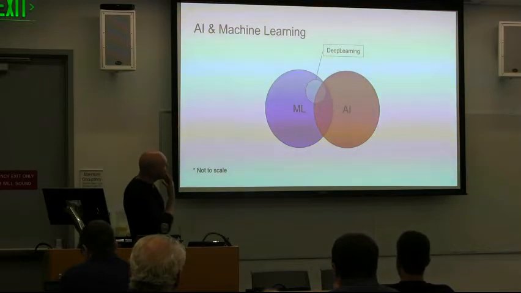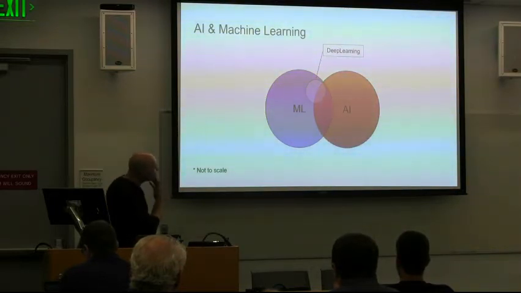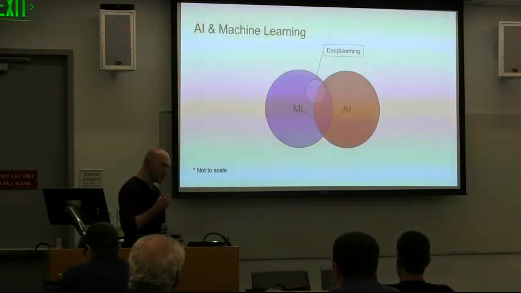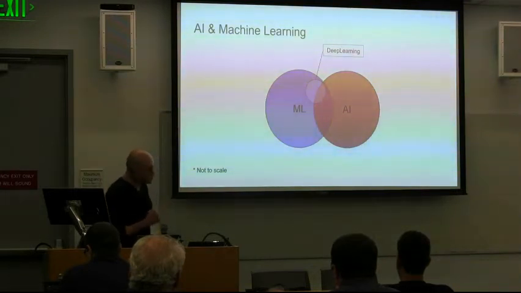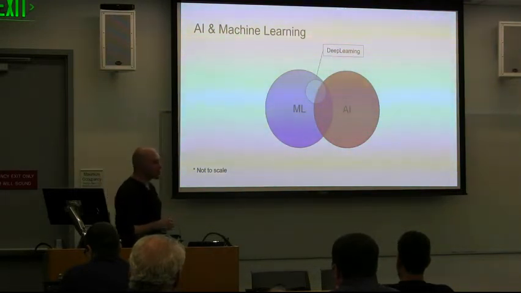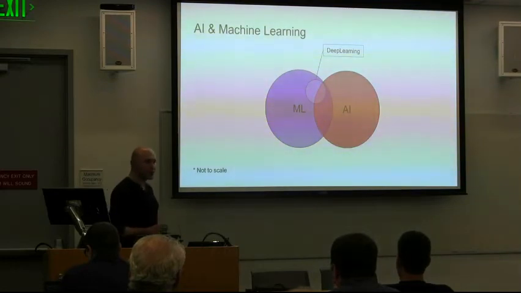Somewhere close to the intersection between ML and AI, we have something called deep learning. Deep learning is training artificial neural networks using machine learning, and using a specific type of machine learning, usually back propagation and gradient descent.